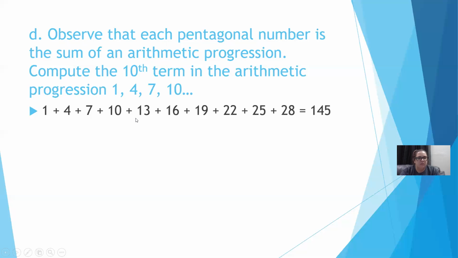3 numbers after 10 would be 13, add 3 again, it's going to be 16, 3 again, 19, 22, 25, 28, as you can see. So after we add up all those numbers, it is going to be 145. So the 10th term in the arithmetic progression equals 145.